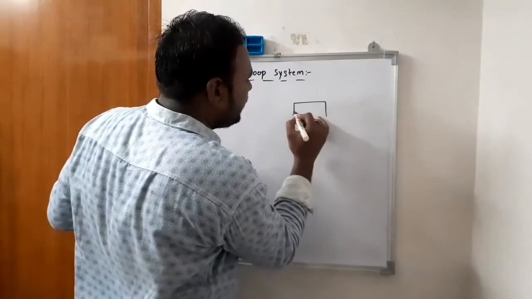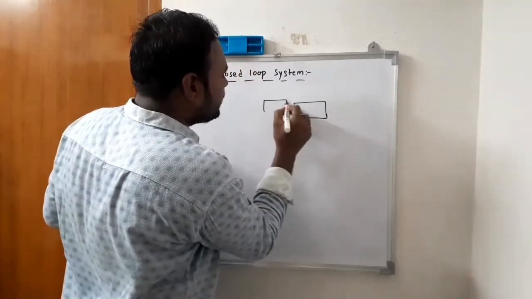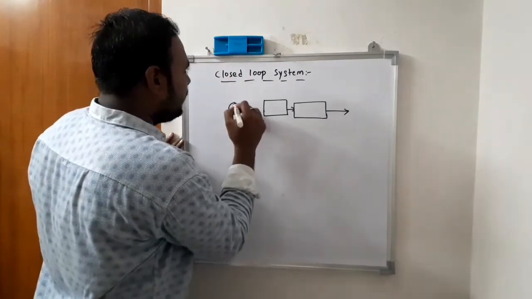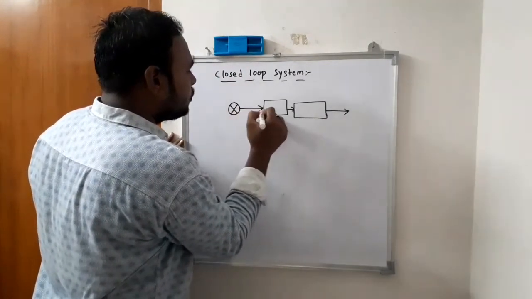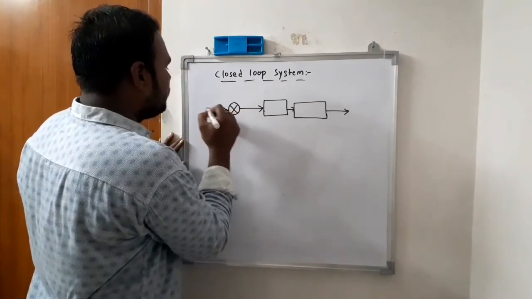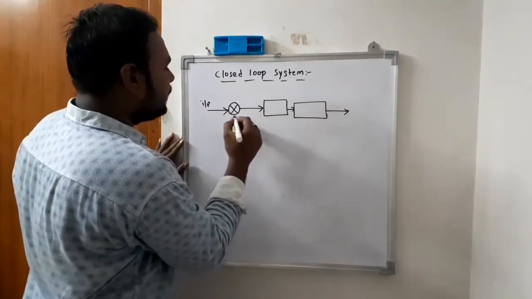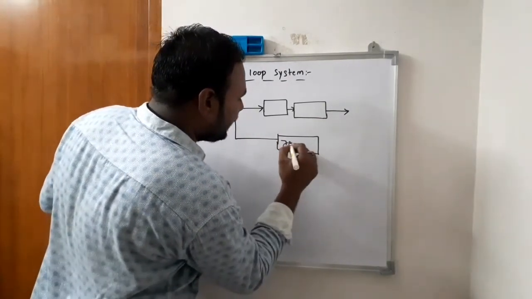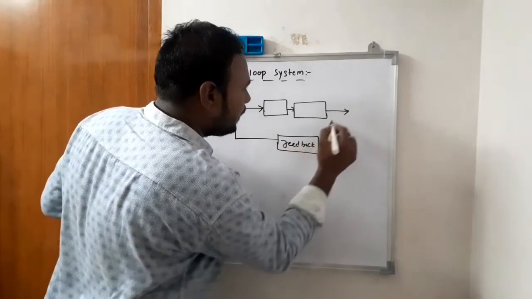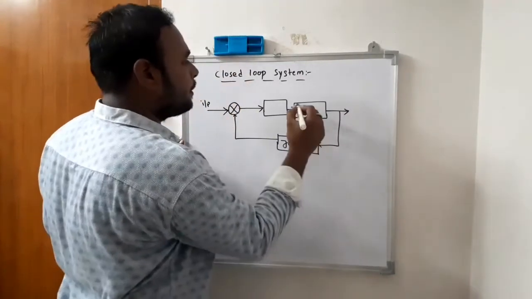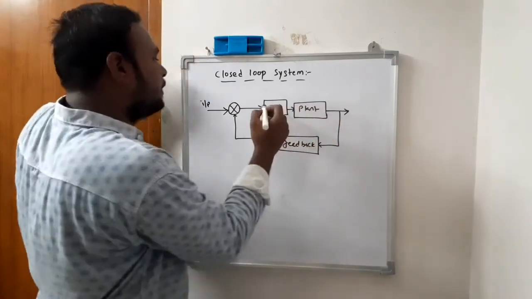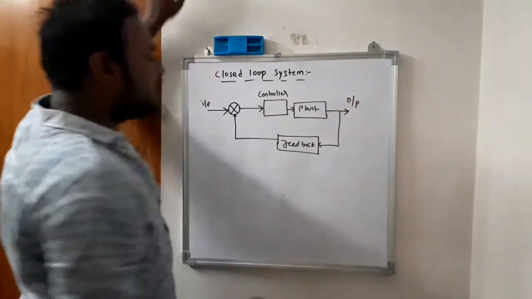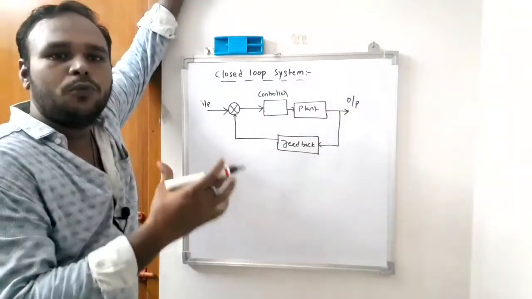The first one is the plant and another one is the controller. This is the link between these two, and here we have the error detector. Am I right? See here, these are the connections: input, and from here we can take the feedback. So this is the closed loop system, the plant, this one is the controller, and here is the output. This is the basic block diagram for the closed loop control system.